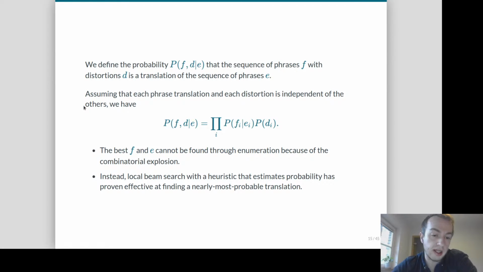So again, that means we'll have to resort to approximations to find a solution. One of them is to use a search algorithm like local beam search with a good heuristic that would estimate the probability, and that would work quite well. Indeed, this is what has proven to be effective in most of these translation systems, or at least the ones based on this formulation of the problem.